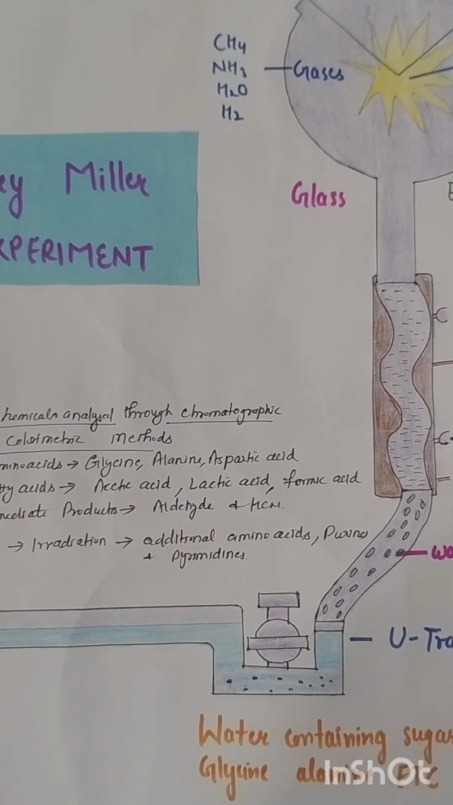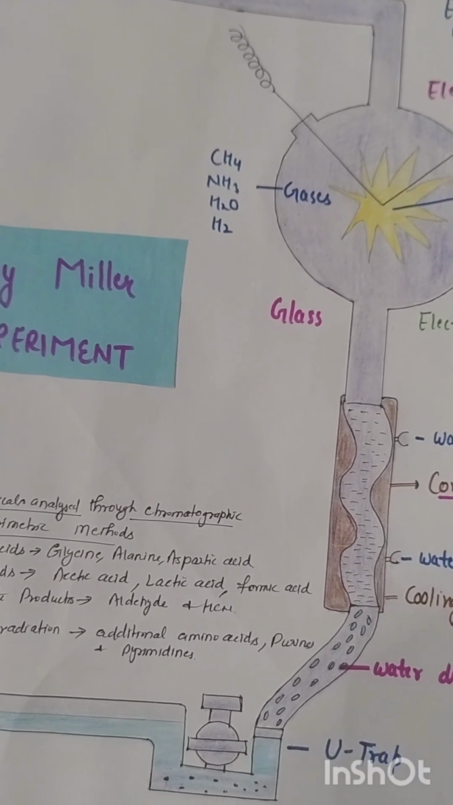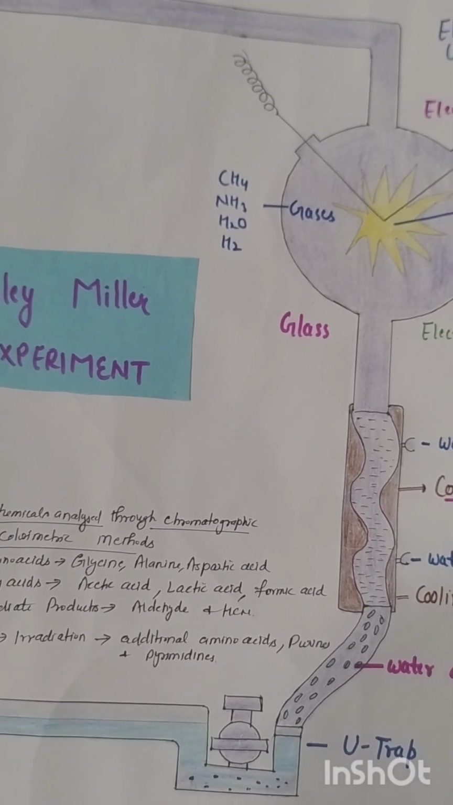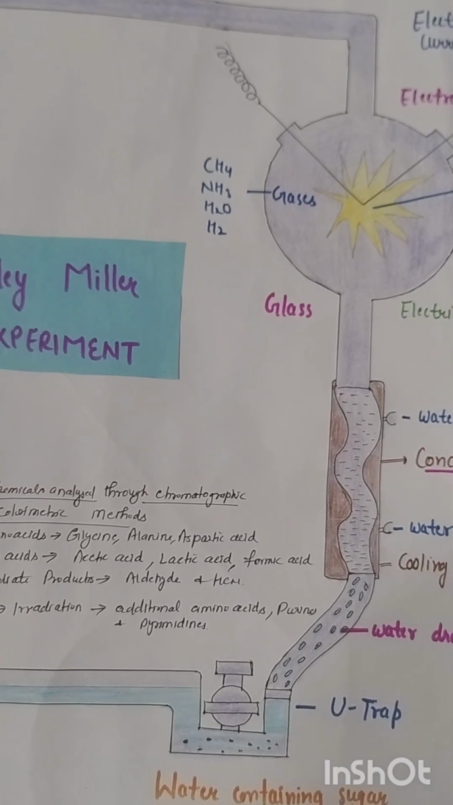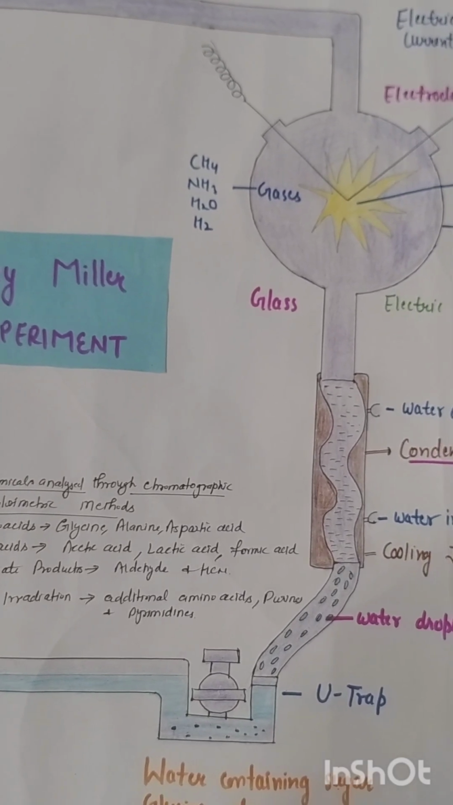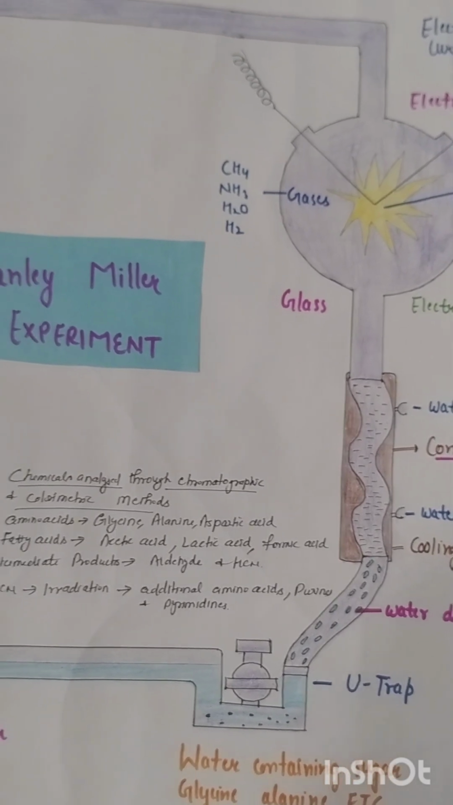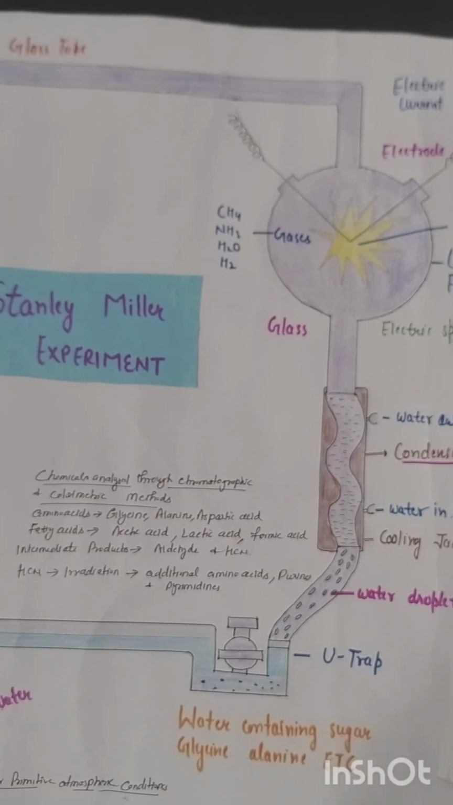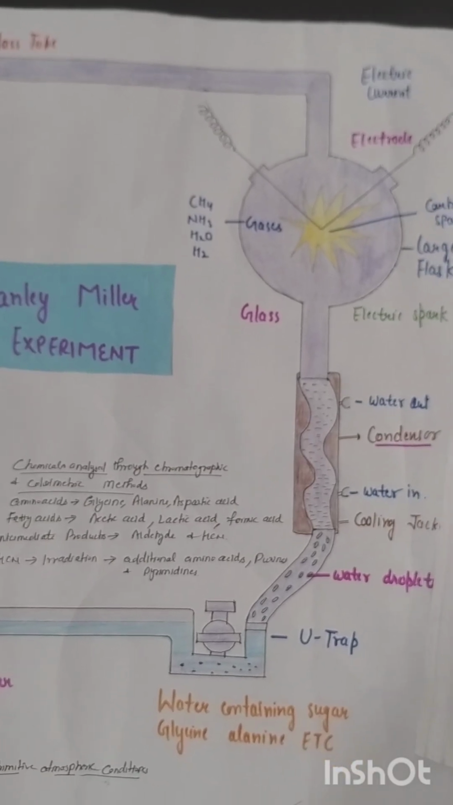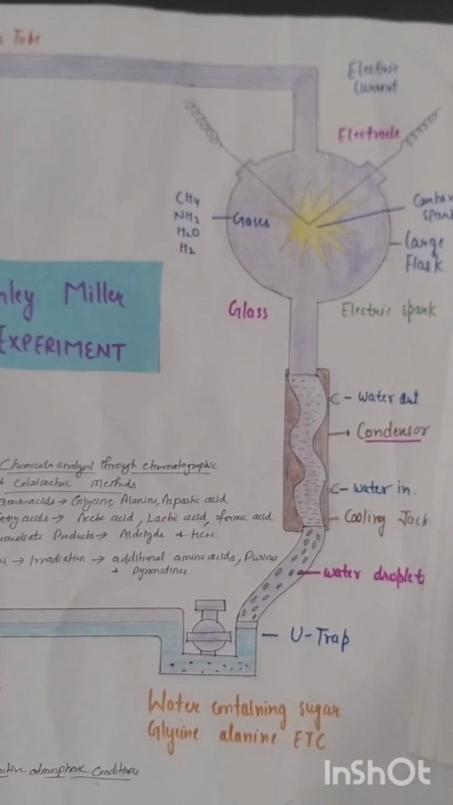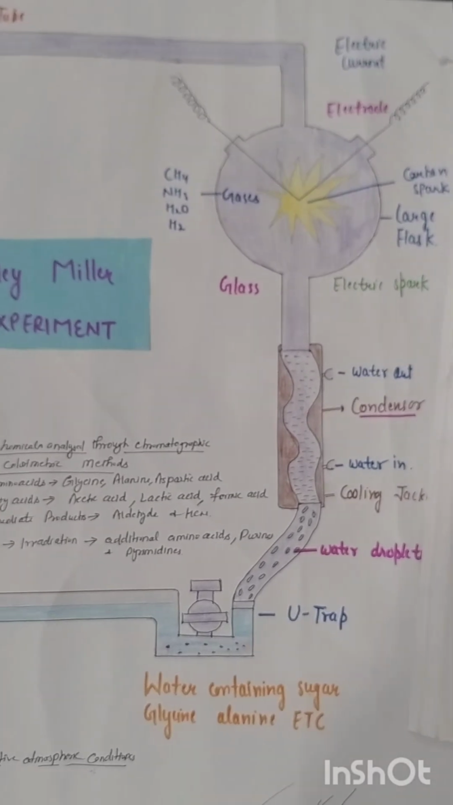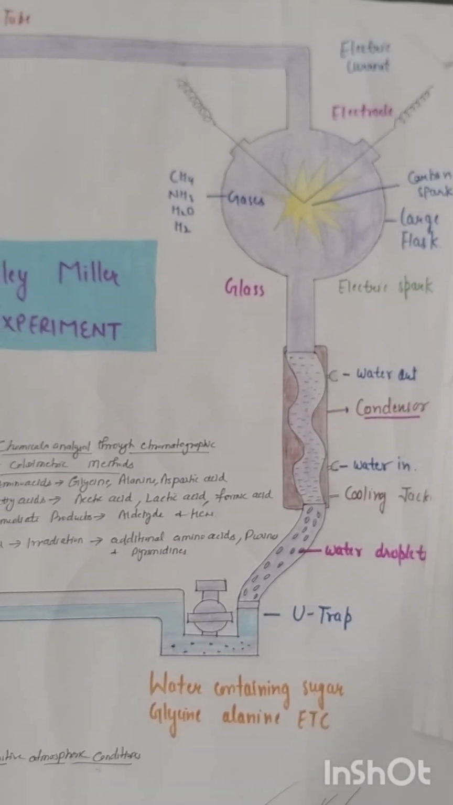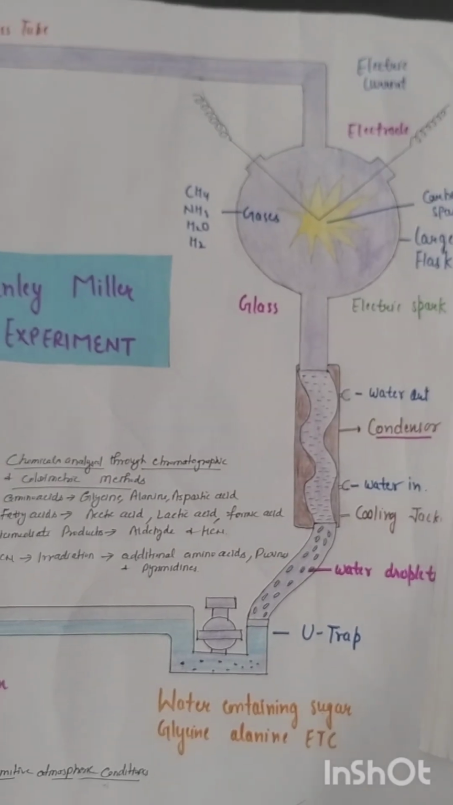This apparatus works, and the chemicals were analyzed through chromatographic and colorimetric methods. So amino acids like glycine, alanine, aspartic acid, fatty acids like acetic acid, lactic acid, formic acid, and intermediate products like aldehyde and HCN were produced. Later on, HCN after irradiation produces additional amino acids, purines and pyrimidines.